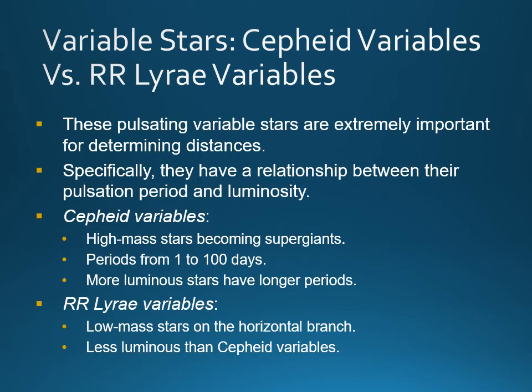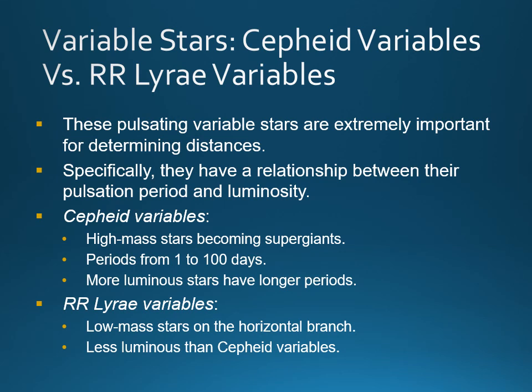Light curve analysis reveals a periodicity of the luminosity fluctuations. Cepheids, RR Lyrae stars, RV Tauri stars, and long period stars are all types of pulsating variables. These pulsating variable stars are extremely important for determining distances. Cepheid variables are high-mass stars on the path to becoming supergiants. Their pulsation periods are from 1 to 100 days.